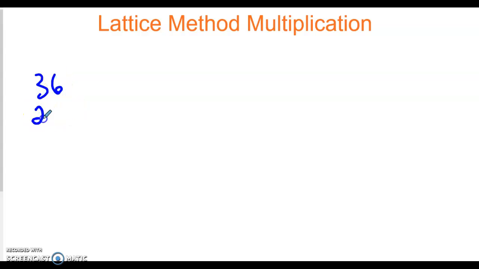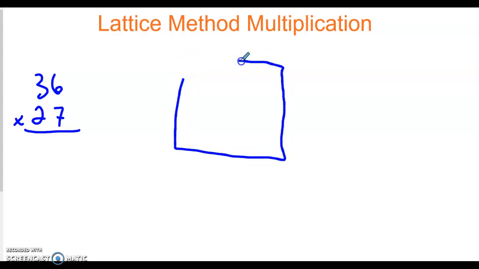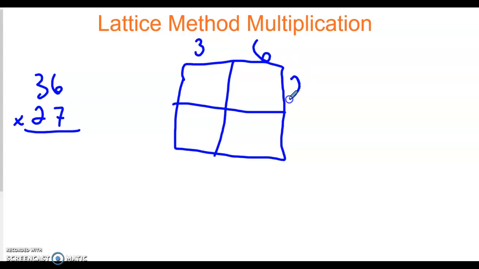Okay. Another example. Let's solve 36 times 27. So you're going to draw your lattice or work on your sheet. I'll do this real quick. Now make sure you're nice and neat so you can read your work. Okay, so I know I have 36 times 27.